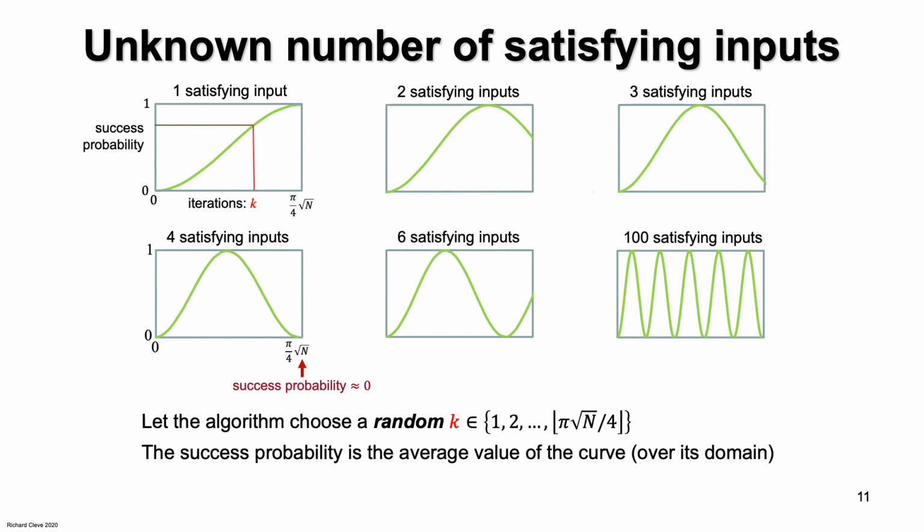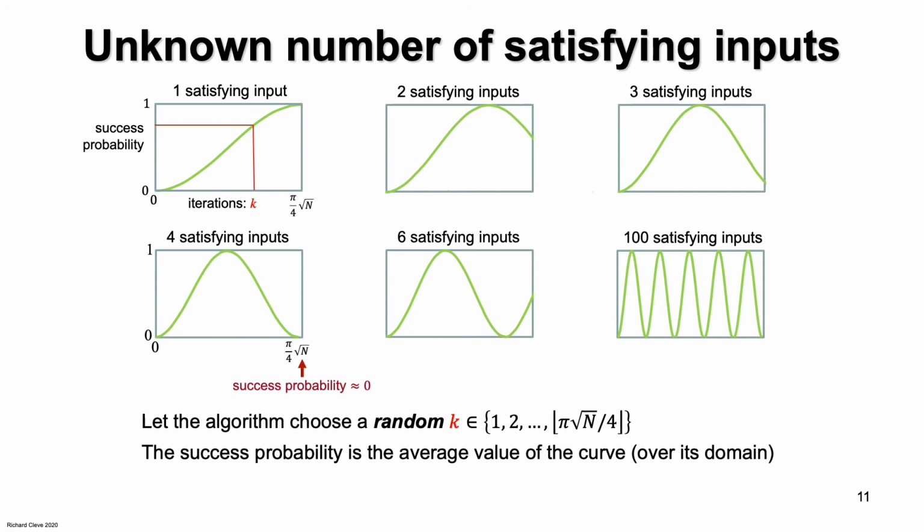Let's look at the case of 6 satisfying inputs. For the first 2 90-degree rotations, it's half of that region. Then, for the remaining partial rotation, it's less than half of that region. So the overall average is less than 1/2. The average can be calculated to be around 0.43 for that case. It turns out that the case of 6 satisfying inputs is the worst case.